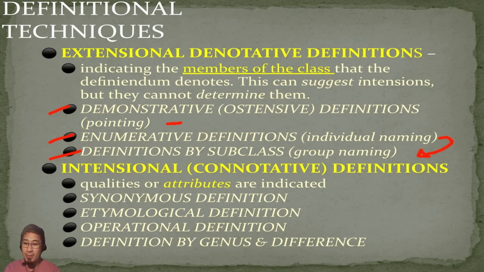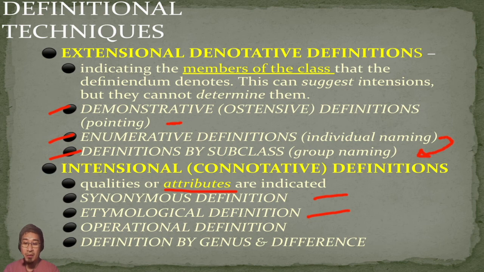Next tayo. Intentional connotative definition. We're talking about connotation. If we're talking about connotation, we're talking about qualities and then attributes of the denotation. We only have 4. Synonymous, etymological, operational, and then definition by genus and then difference. So synonymous, we only have 1. Definients, yun yung keyword natin. For etymological, we're talking about the root cause or the history, yung pinanggalingan nung definiendum. So, ang etymological, ang definients natin dito, yung mga lumang language like Latin, Greek, at kung ano pang mga lumang language.